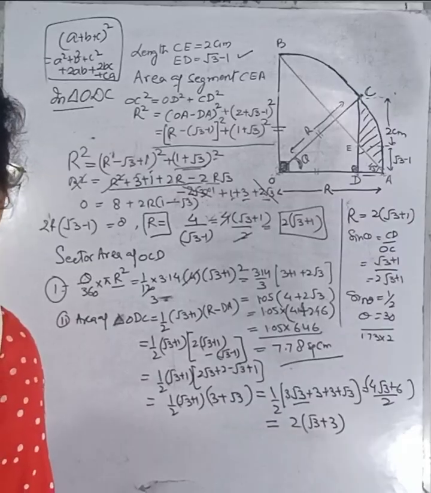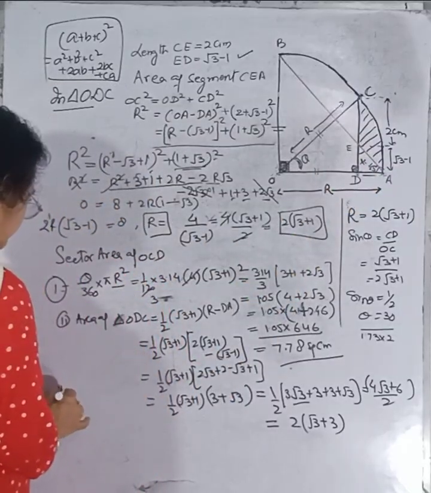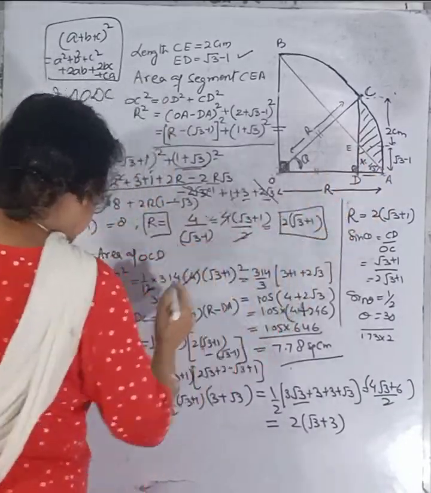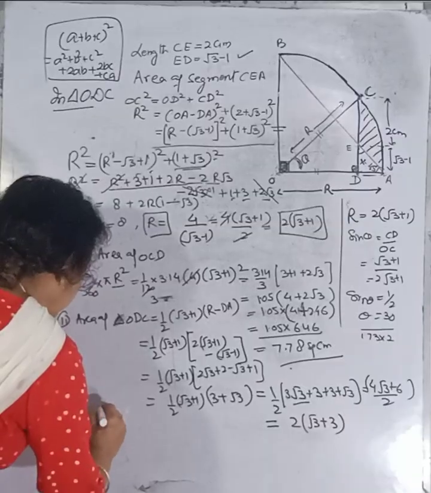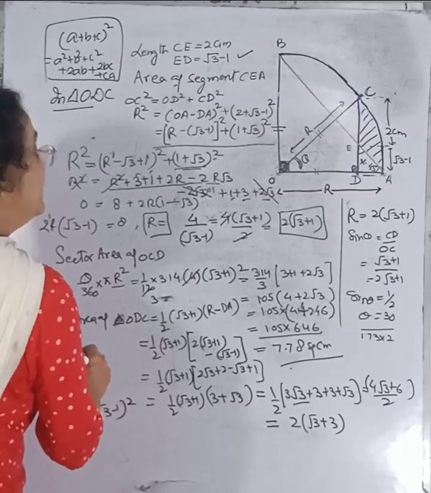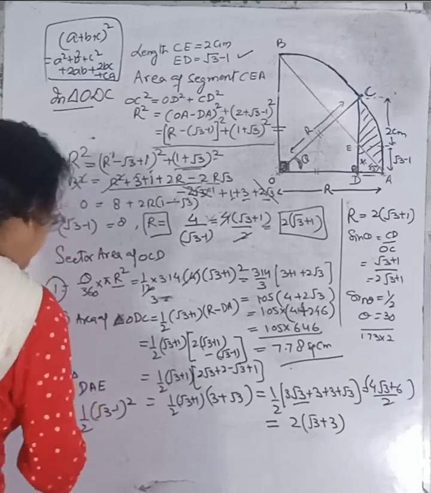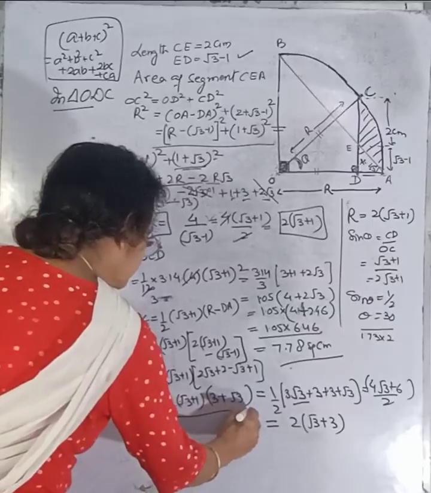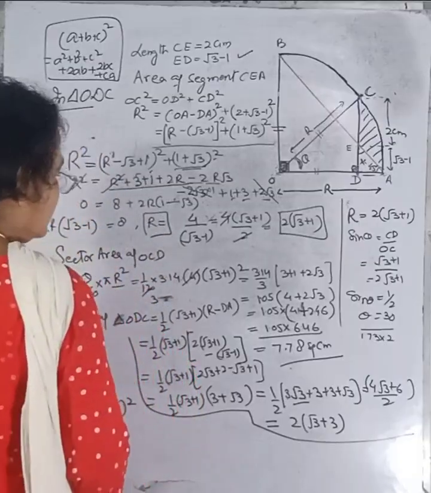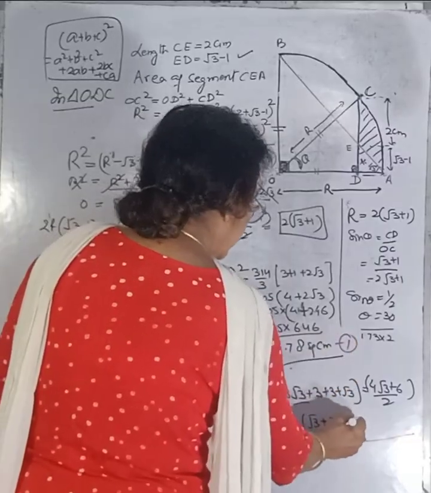Now, area of this. Third area. Third area is 1 by 2. This is also root 3 minus 1. This is also root 3 minus 1. This is 1 by 2 into root 3 minus 1 whole square. Area of triangle DAE. Okay. This is to be noted. This is area number 1. This is area number 2.